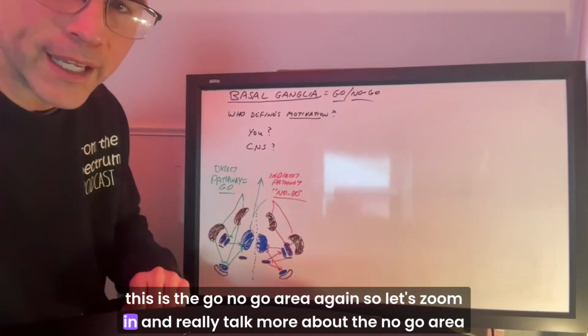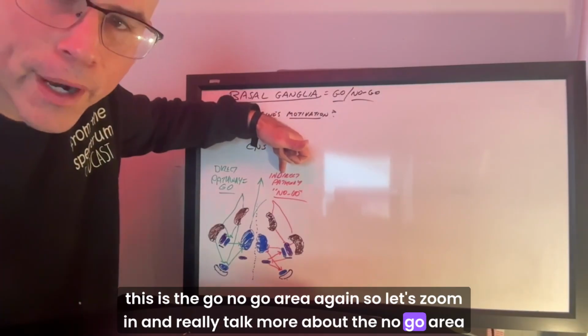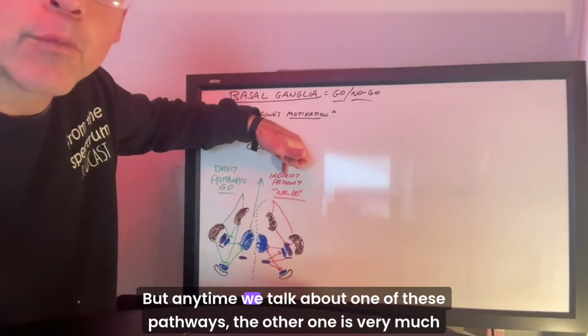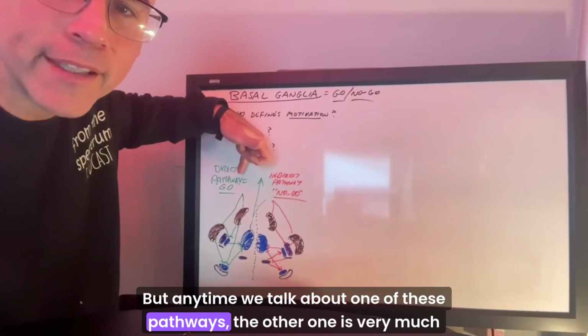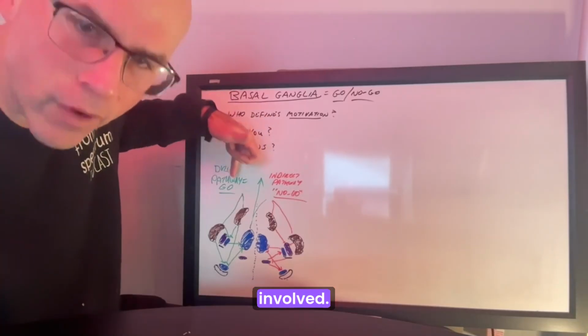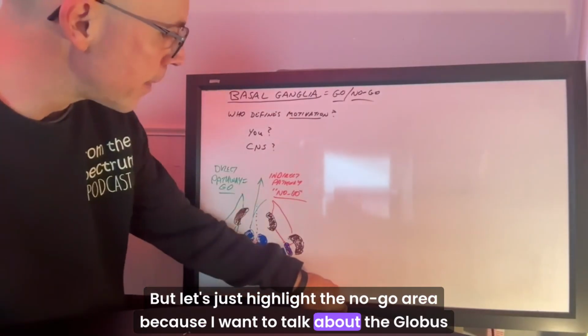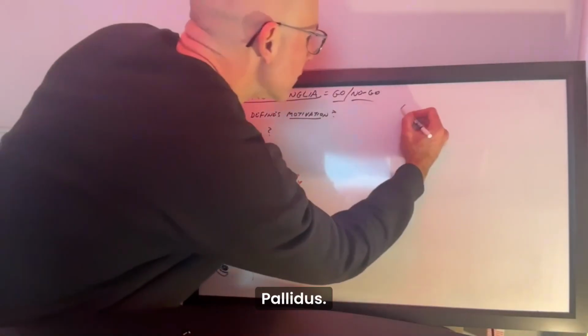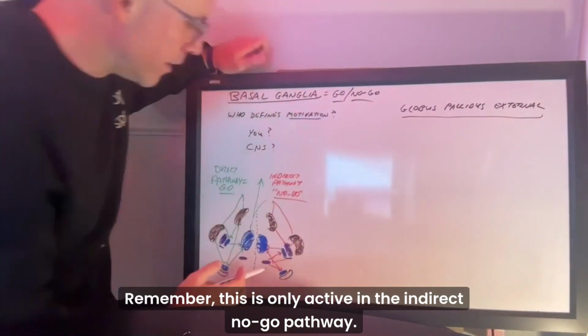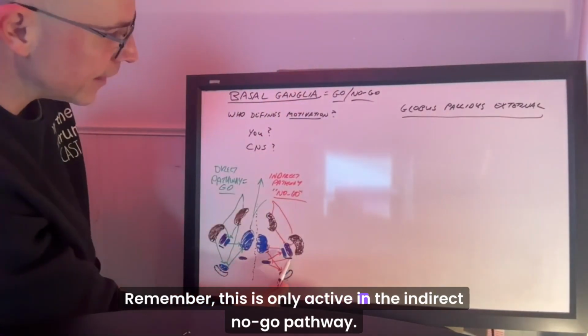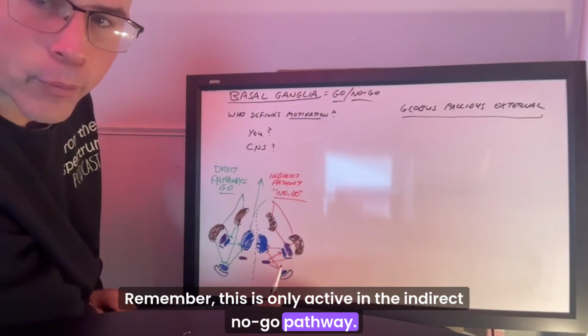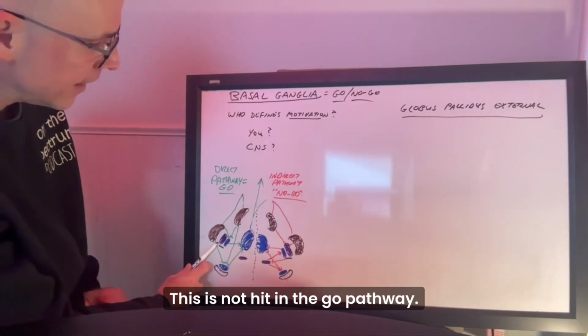So let's zoom in and really talk more about the no-go area. But anytime we talk about one of these pathways, the other one is very much involved. But let's just highlight the no-go area, because I want to talk about the globus pallidus external. Remember, this is only active in the indirect no-go pathway. This is not hit in the go pathway.